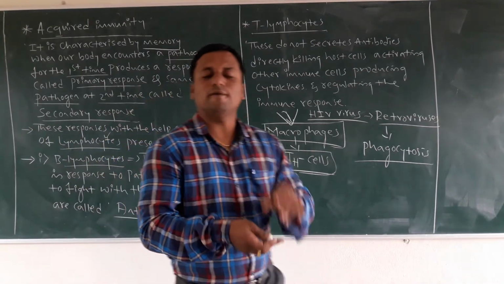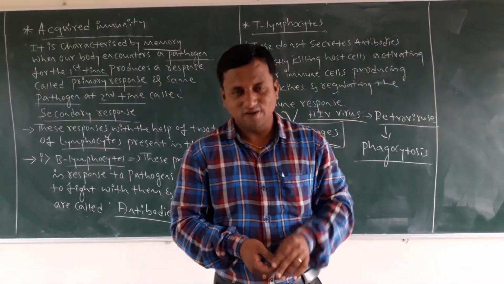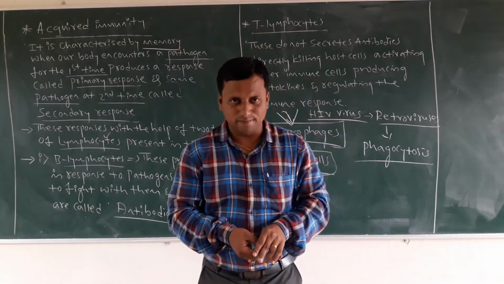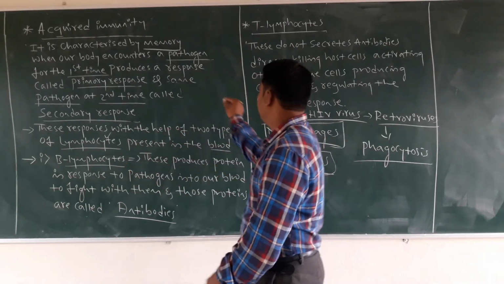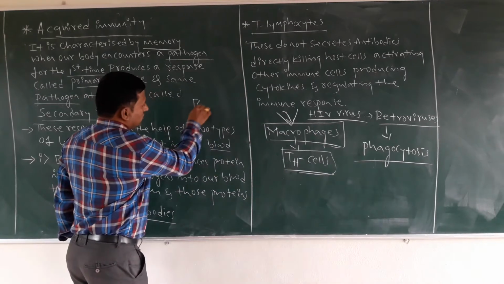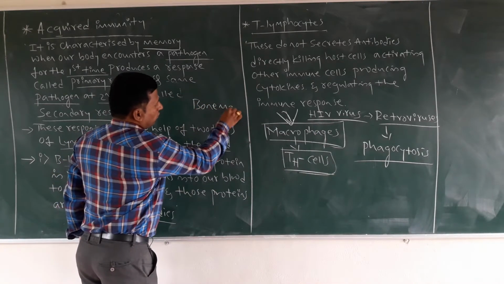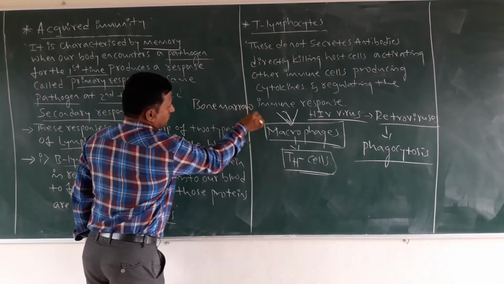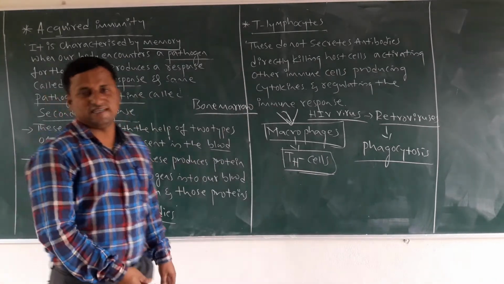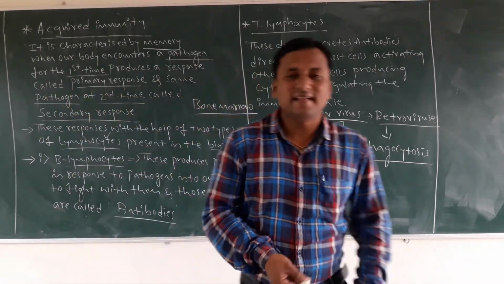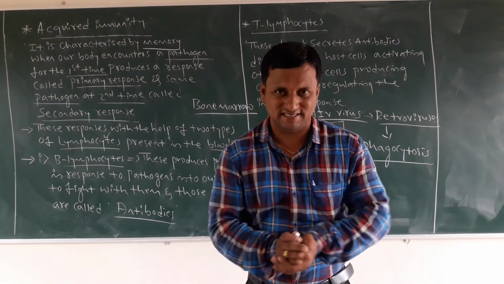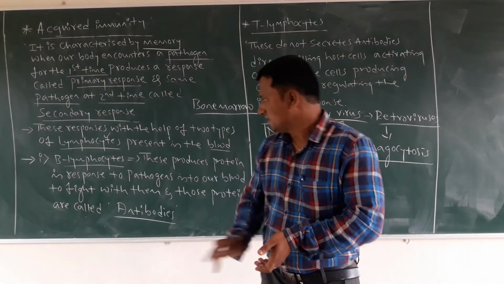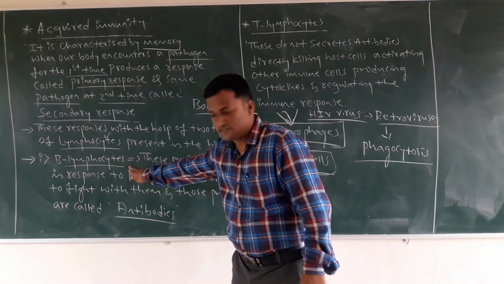There are two types of lymphocytes. The first is called B lymphocytes. What are B lymphocytes? B, as I already told you, means the bone marrow part. Bone marrow is in the thigh region. In that region, these cells are produced and secreted. The bone marrow part is nothing but B lymphocytes.